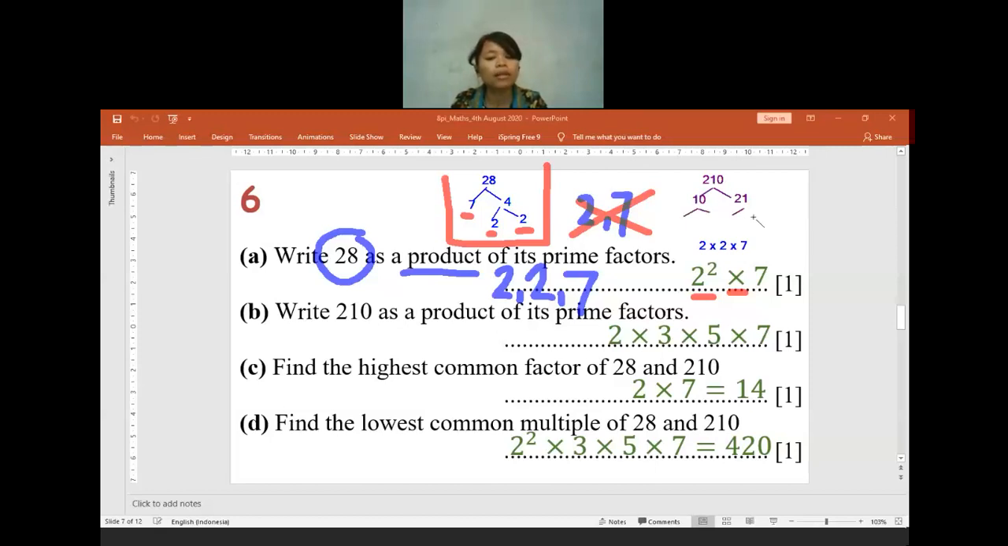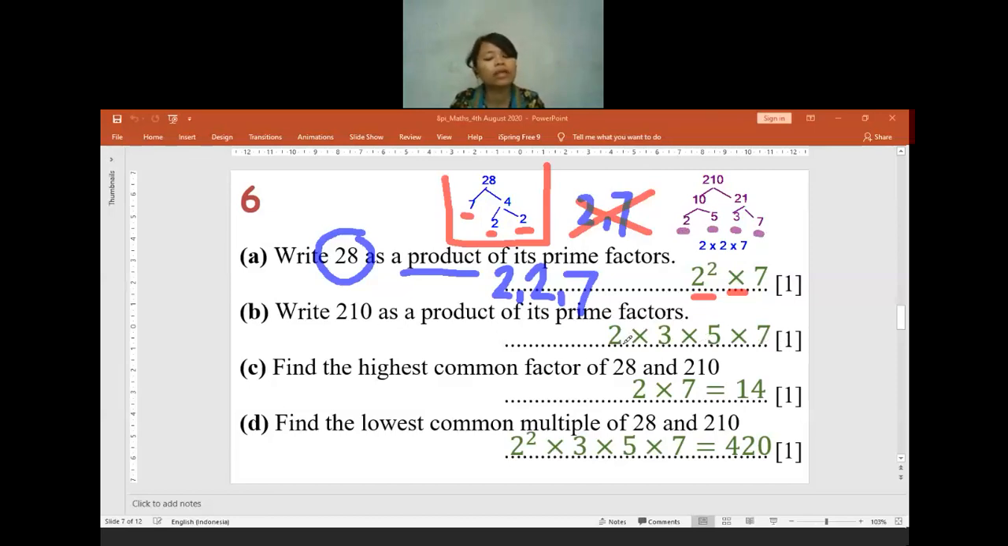Now for the number 10 we can break down into 2 times 5. For the 21, we can break down into 3 times 7. So now we already have these numbers. We check the numbers at the end of the branches: 2, 5, 3, 7. And then to make it easier, I write them in order. So it will be 2 times 3 times 5 times 7.